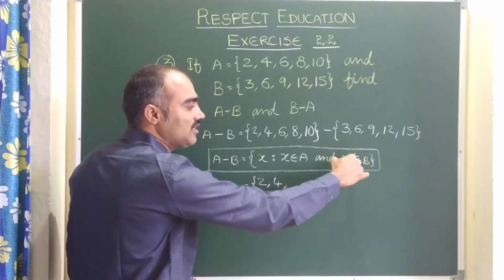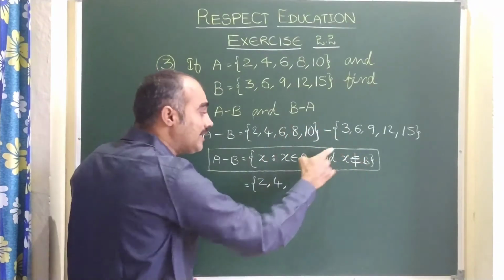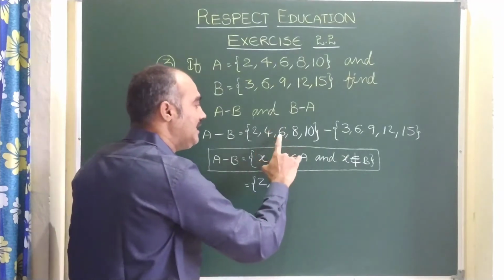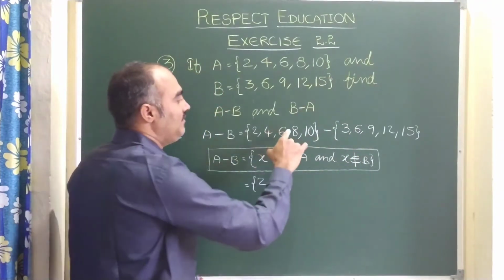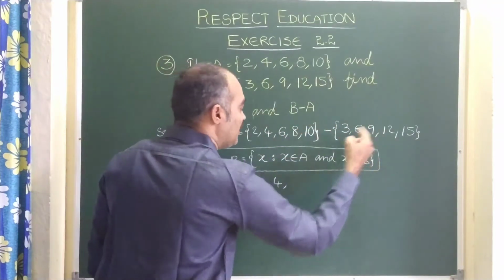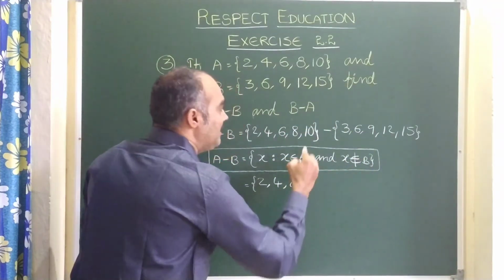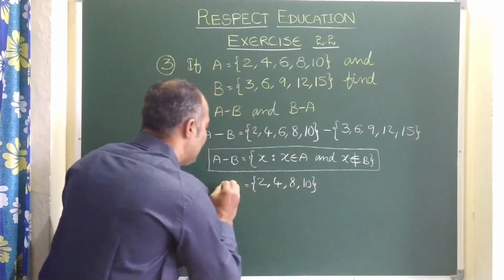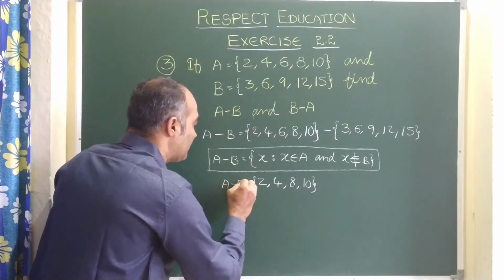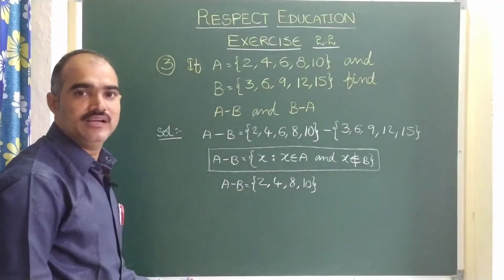Here 6 does not belong to B, then only it can be taken. But here 6 is there in A and also in B, so that will not come under A minus B. Same way, 8 is there in A, 8 is not there in B, so 8 comes. 10 is there in A, 10 is not there in B, so 10 comes. This is A minus B, children.